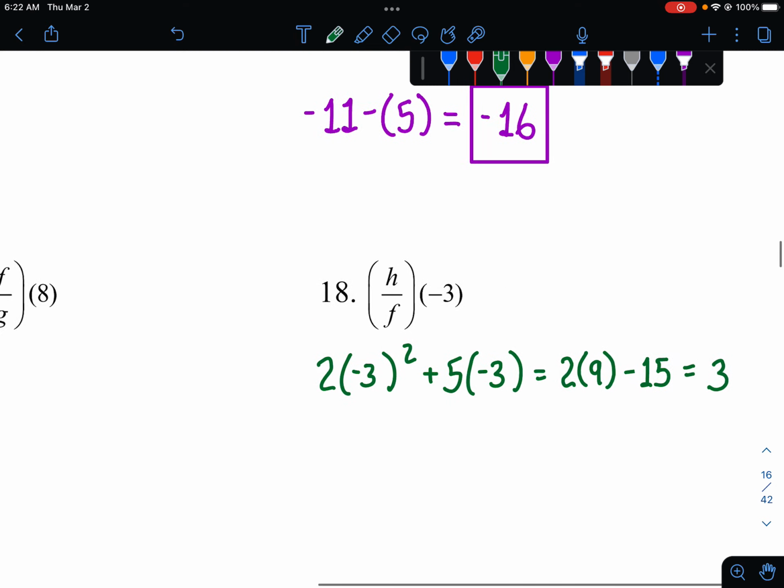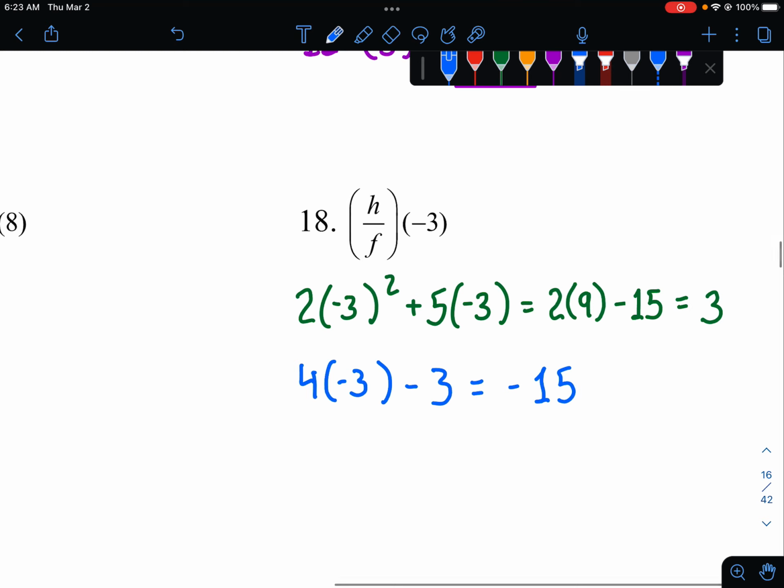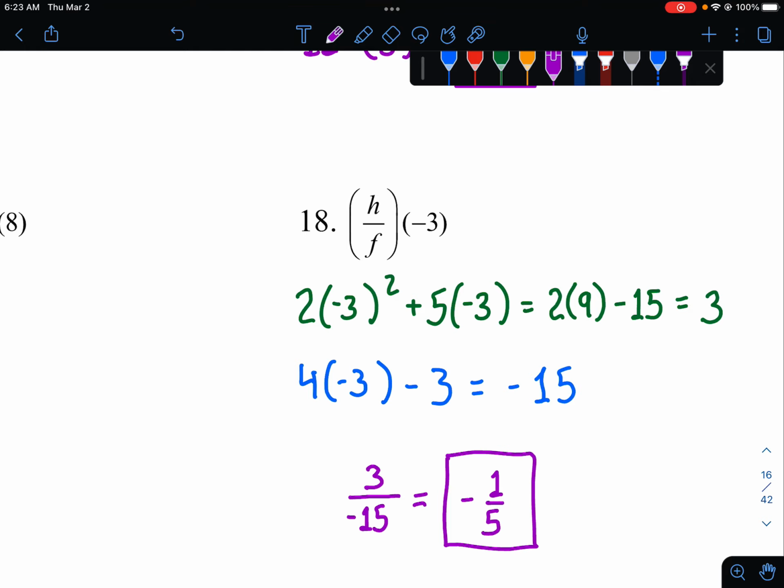And then I go up to my f of x, which was 4 times x minus 3. And we plug in a -3, we're going to get pretty negative here, right? So we're going to get -12 minus 3, that's -15. And they want h over f, which was 3 over -15. Now here, this is going to remain a fraction, but we can simplify this to -1/5. So that's the way we're going to leave that one.